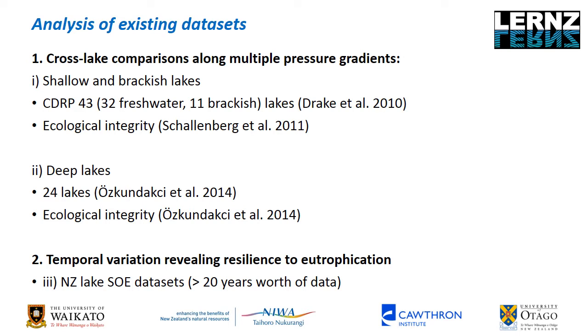The second data set is the New Zealand Lake State of the Environment monitoring data from the regional councils. And this is, in many cases, more than 20 years worth of temporal data for around 100 lakes. This lake data set is really going to be looked at in terms of temporal variation to reveal indicators of resilience to eutrophication.